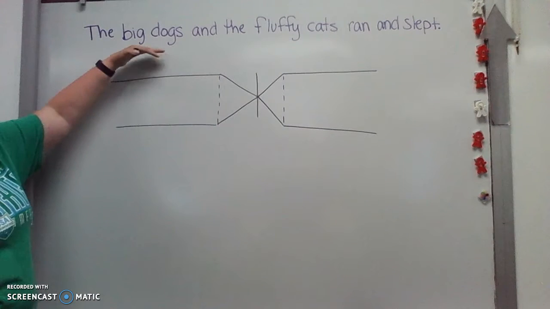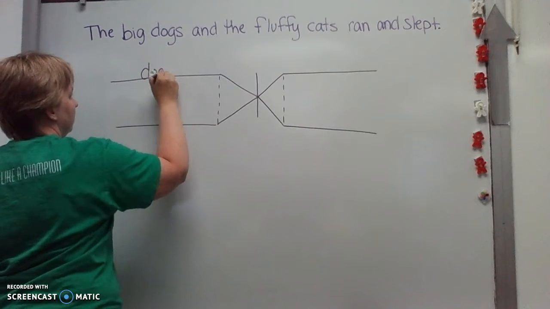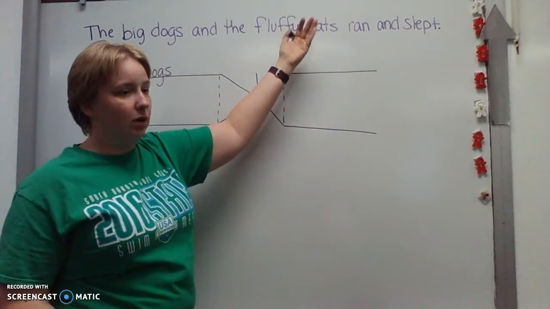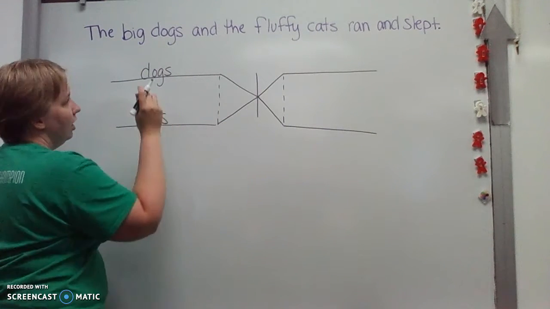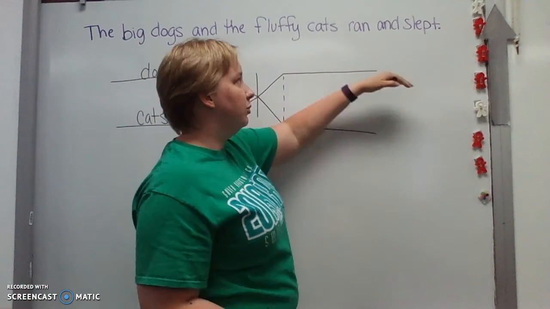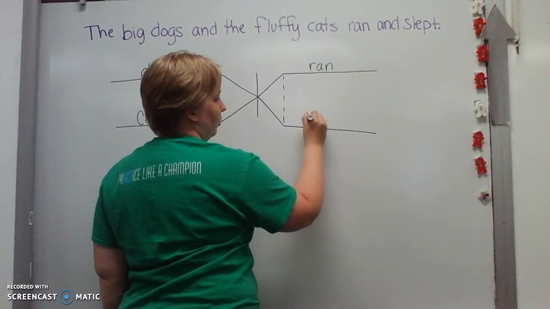Okay, what's our first subject listed? Dogs. So I need to put dogs on my top line. What's my second subject listed? Cats. So I need to put cats on the next line. Dogs and cats what? They ran and they slept. So ran goes on my top line and slept goes on my bottom line.